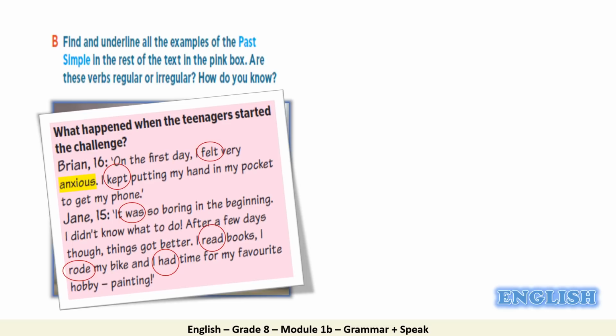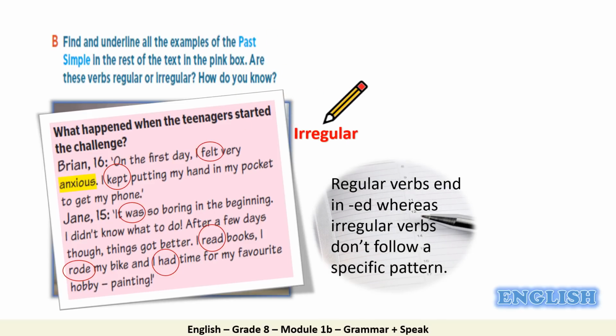Very good. All of these verbs are irregular. And we know that because regular verbs end in ed, whereas irregular verbs do not follow a specific pattern. Now let's move on to Activity C. In Activity C, you have to answer this question. Why are the speakers using the past simple?